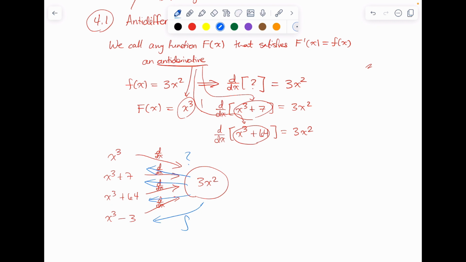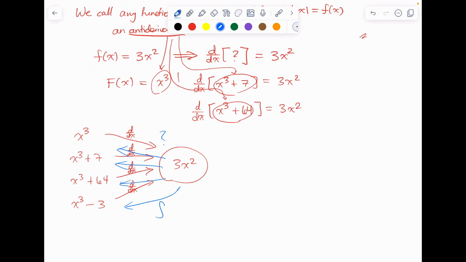Well, the answer is we actually don't know. And it's okay that we don't know. So this is where the idea of the indefinite integral comes into play, right? The indefinite integral is written this way with a big S. So we would say the indefinite integral of 3x squared dx equals.